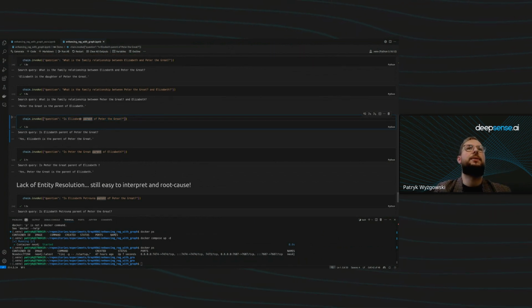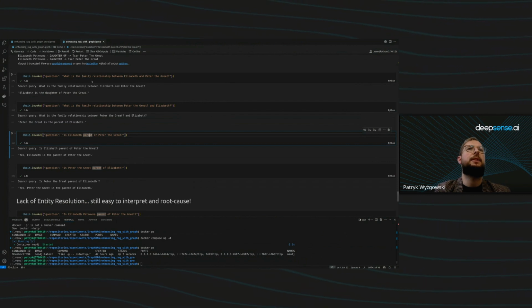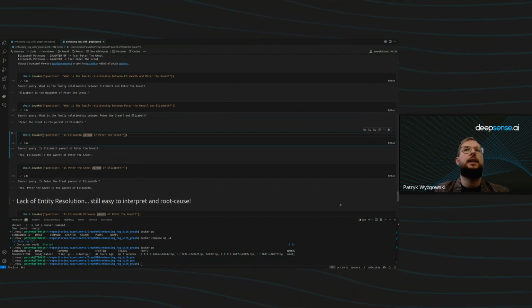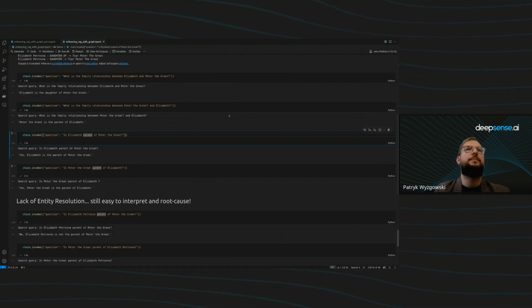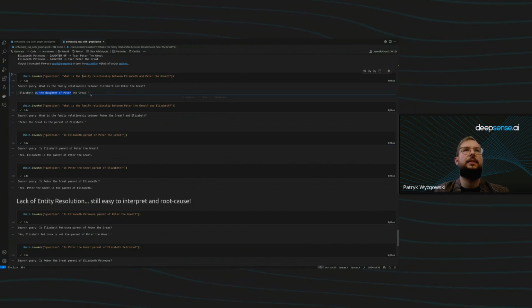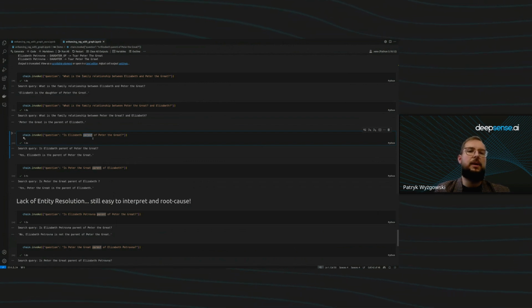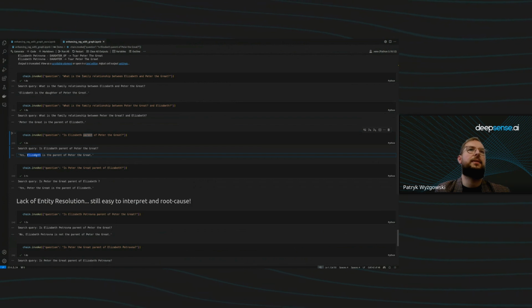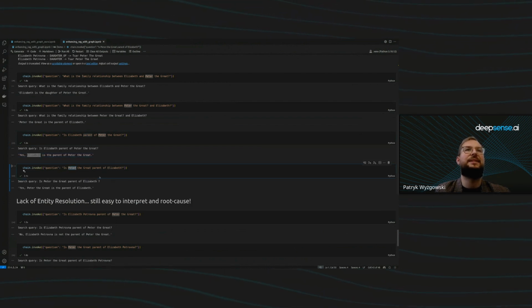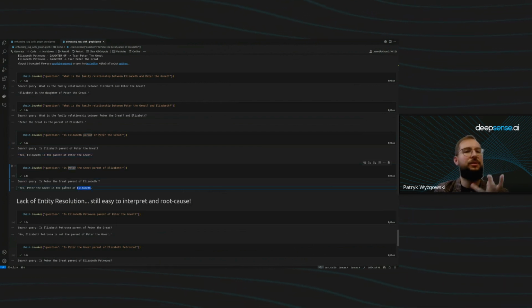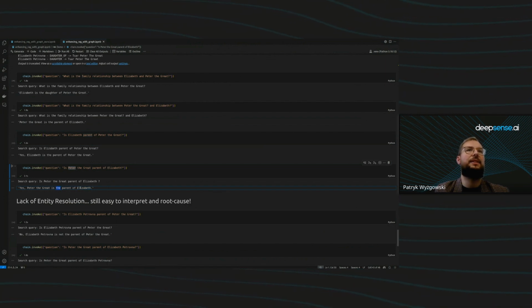So we have a question about the family relationship between Elizabeth and Peter the Great. And you actually get a proper answer that Elizabeth is his daughter. But when you ask the question in a different manner, about whether Elizabeth is the parent of Peter the Great, you can get the positive answer. And if you paraphrase the question once again, or change the order, you still get the wrong answer.